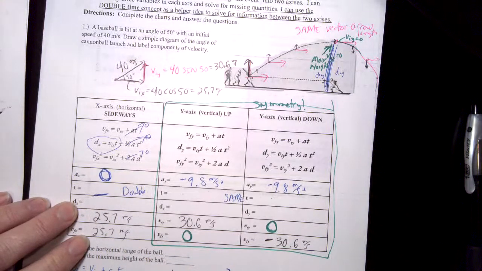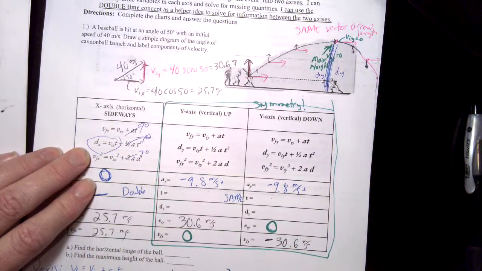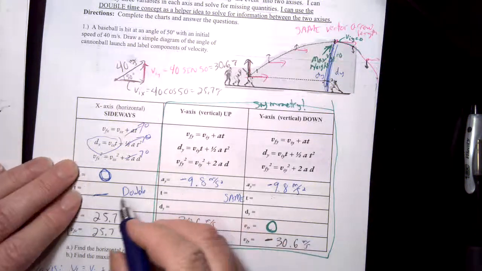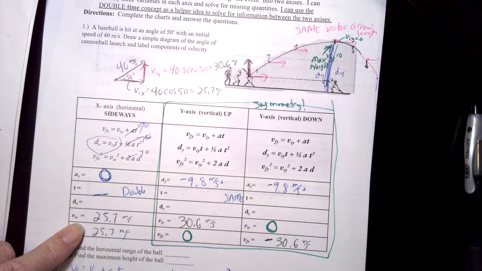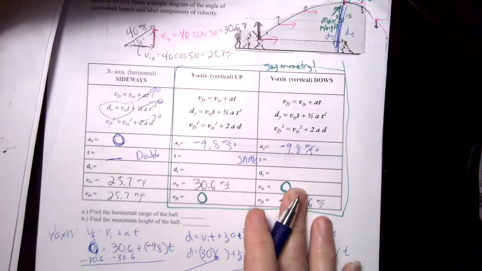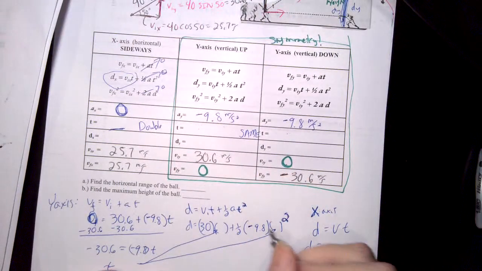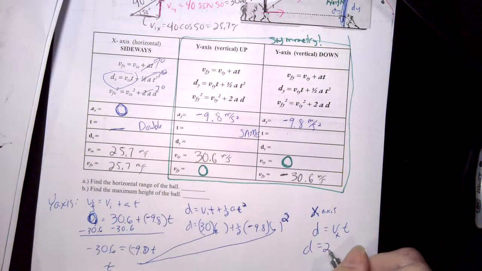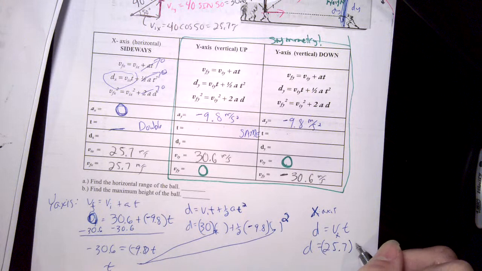Then you're going to solve for your dx. This is the only equation that works. Vt. You got to use the x component. So you're going to use the 25. This is the one that always remains the same and never changes. Times the time. That better be double.